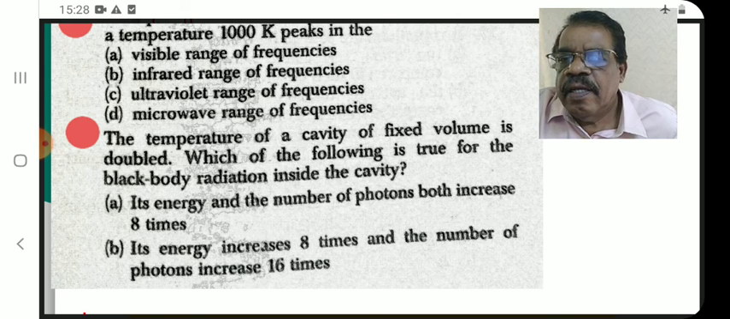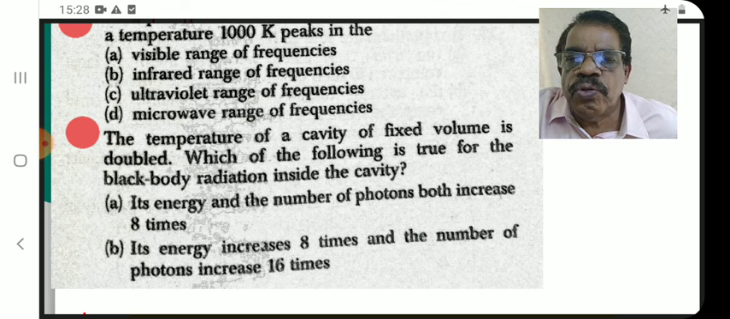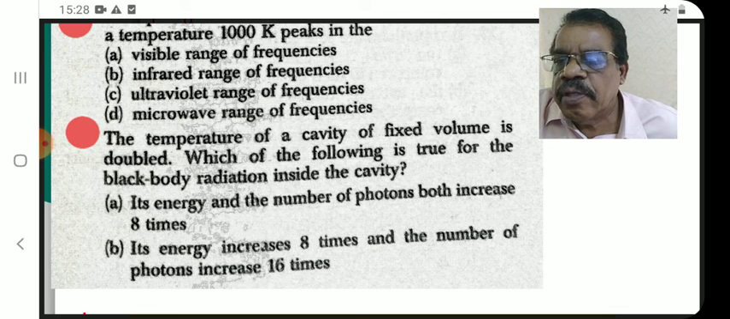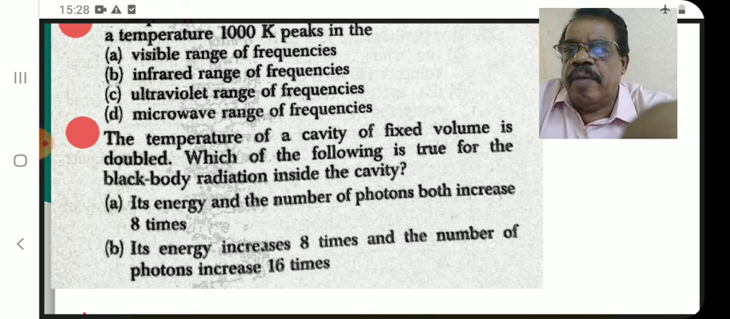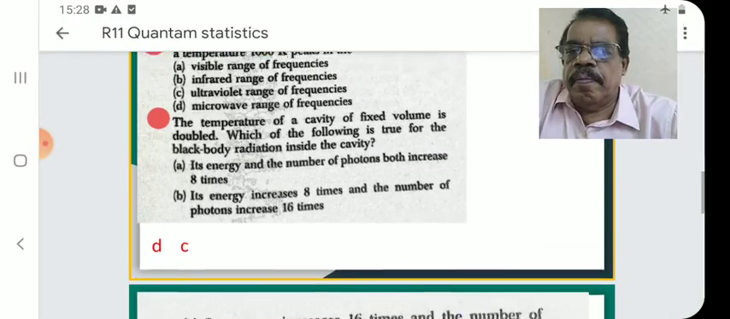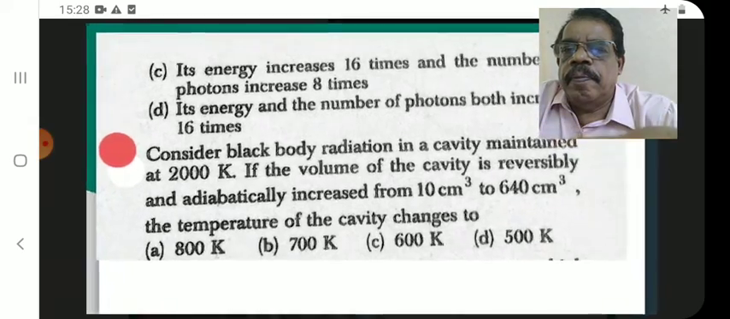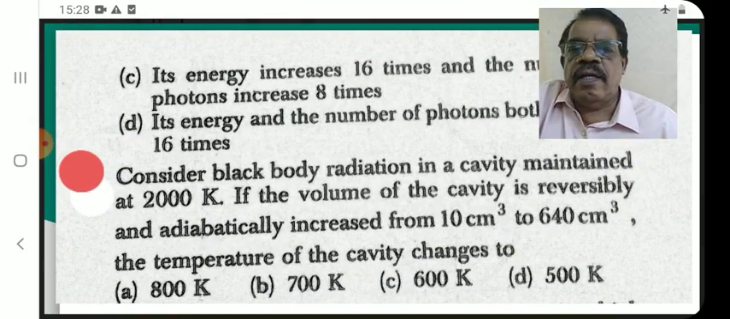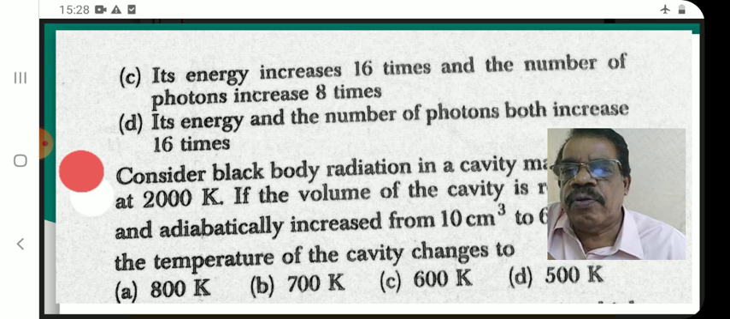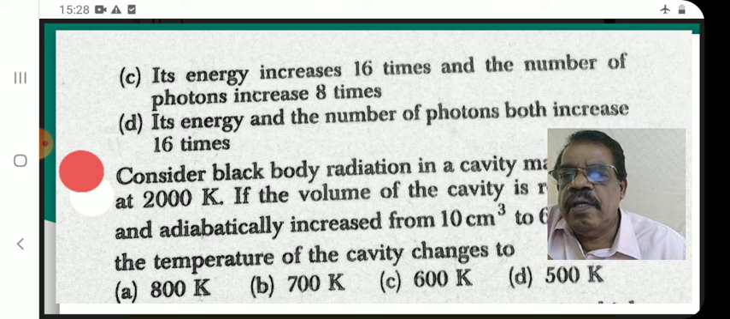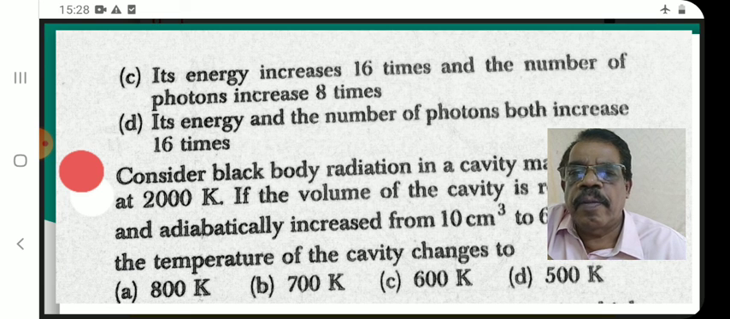A, its energy and the number of photons both increase 8 times. B, its energy increases 8 times and the number of photons increases 16 times. C, its energy increases 16 times and the number of photons increases 8 times. D, its energy and the number of photons both increase 16 times.